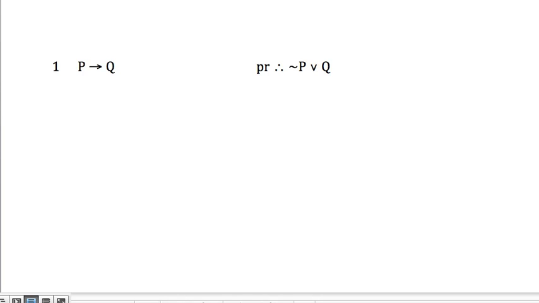If we could prove not P, of course, we'd have it, but there's no reason to think we can do that. From P arrow Q, there's not the slightest reason to think that not P follows. Likewise, from P arrow Q, there's not the slightest reason to think that Q follows. So since nothing else is obvious, we do it indirectly.